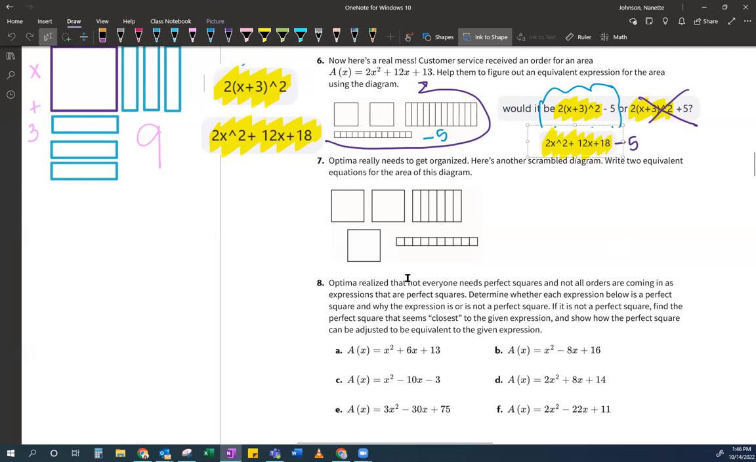So what I want you to do is start working on this one. I want you to pause the video to see if you can do this one on your own and see if you can go from this to this. Okay.